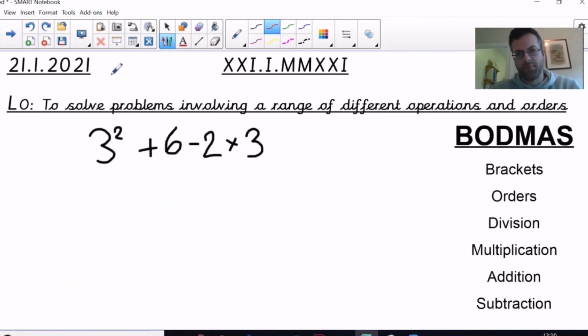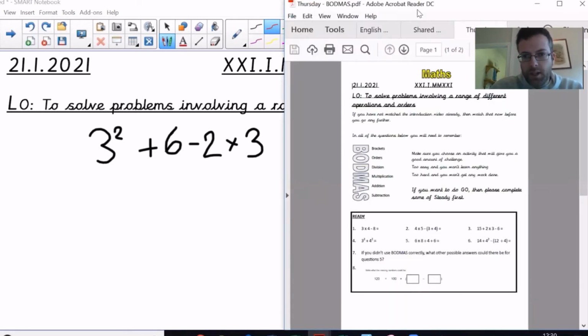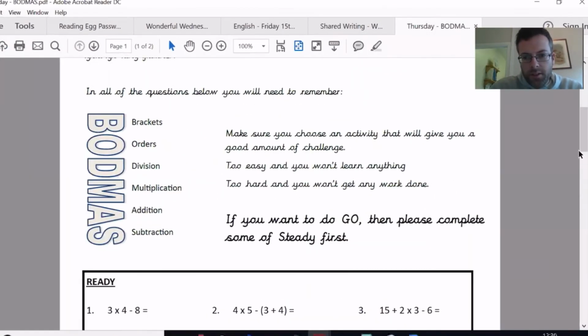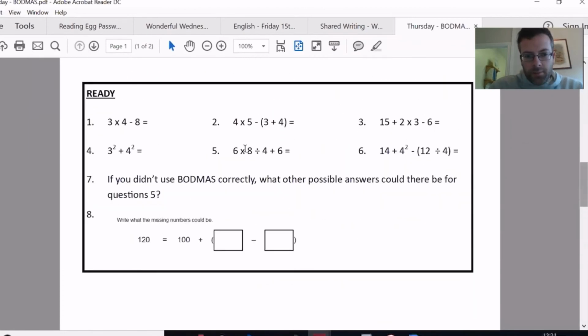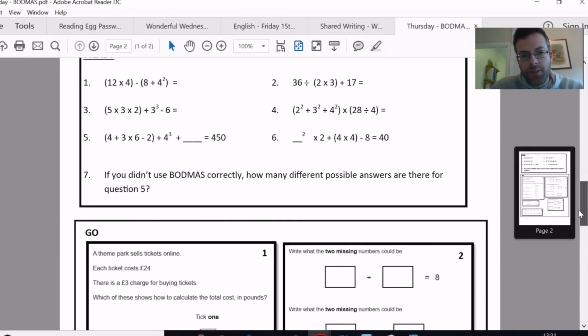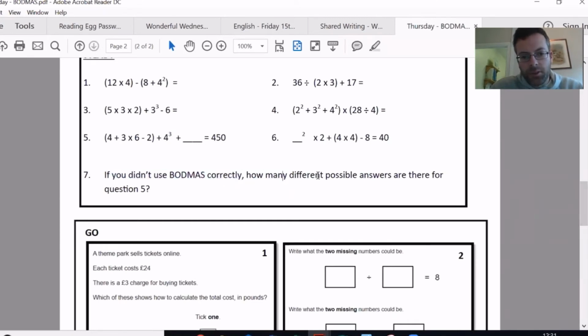Okay, last one. I'm flying through this, Year 6, flying. So on the questions, actually let me show you them quickly now down here. Yeah, so on your questions that you do today, it talks about BODMAS. There's a few things for you to do. And then it says a question like this: if you didn't use BODMAS correctly, what other possible answers could there be for question 5? I think it says something similar on Steady, yeah. So if you didn't do BODMAS correctly, how many different possible answers for question 5 again? So I'm just going to show you what I mean by that on here.